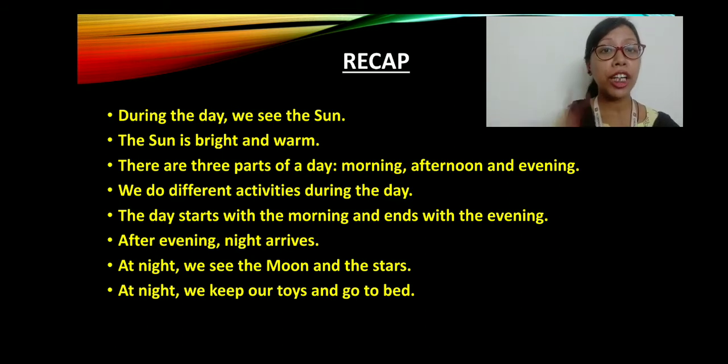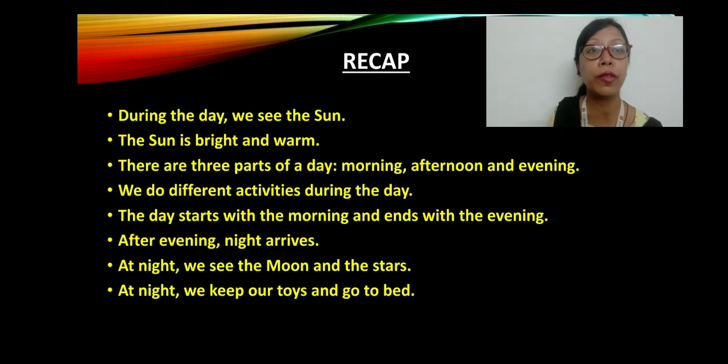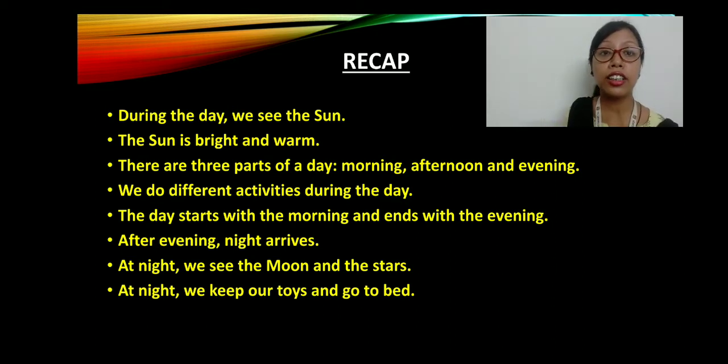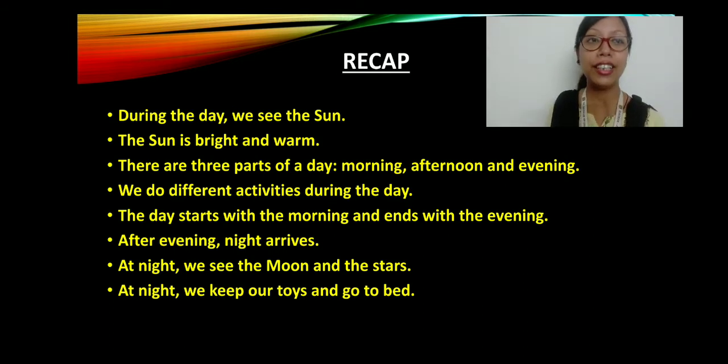There are 3 parts of a day: morning, afternoon and evening. And we do different activities during the daytime. We wake up, we get ready and go to school, we study at school, we eat lunch, we play in the evening, then we study in the evening, then we keep our toys and have dinner at night, and then we go to sleep. And there are lots more activities that we do during the whole day. Now the day starts with the morning and ends with evening.